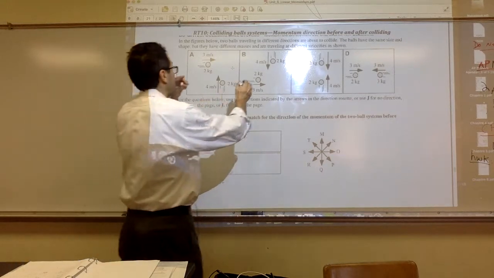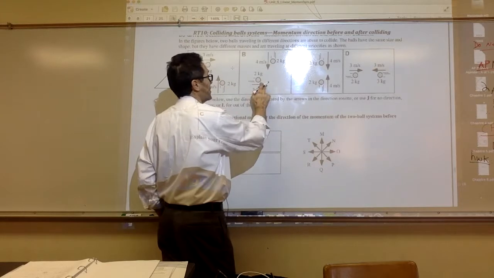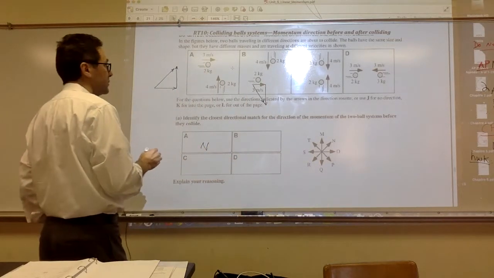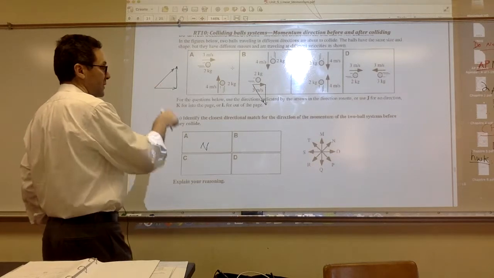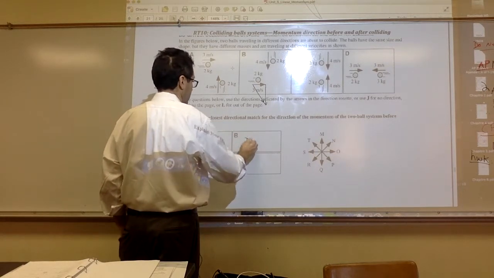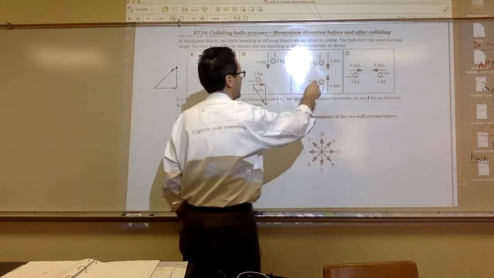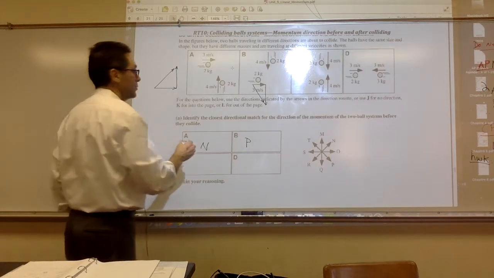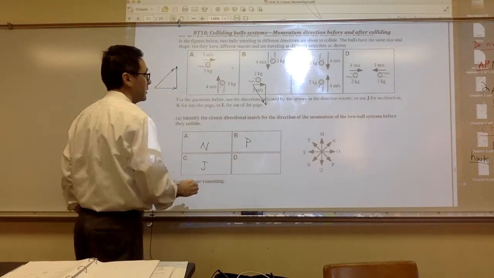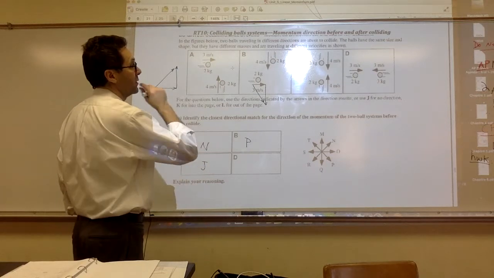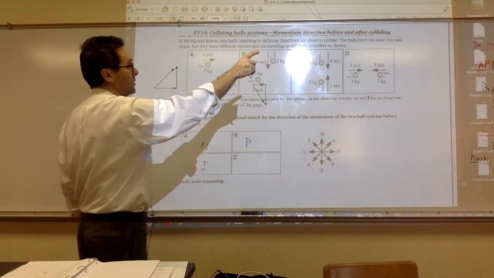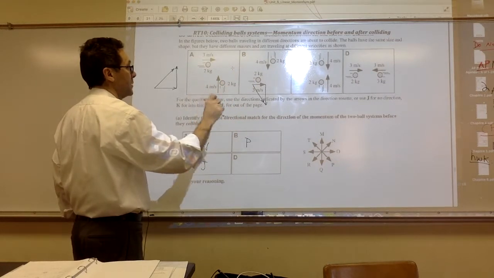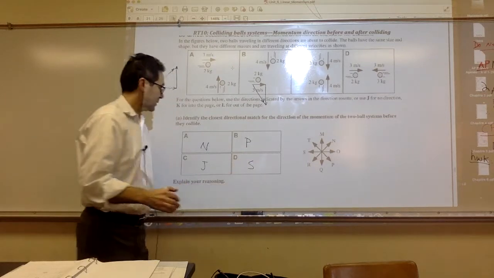For case B, we're going right and down. So it's going to be going to the right and down. That looks like it's P. For C, they come in at each other with the same momentum, so it will be no direction. That's J. And the last one, the one coming from the right side, the 3 kilogram, has more momentum than the 2 kilograms, so the combination will be to the left. So this is S.